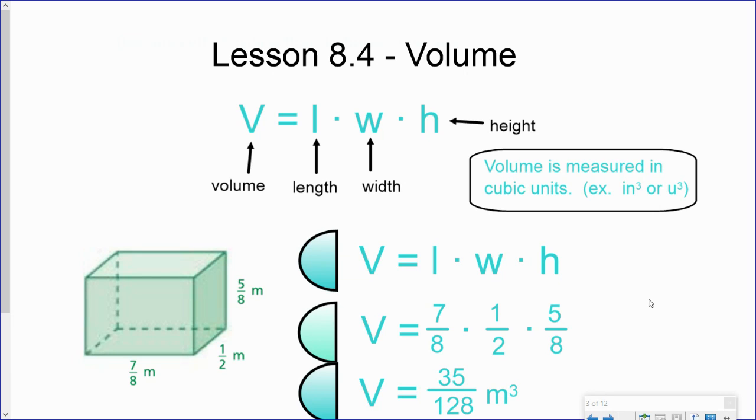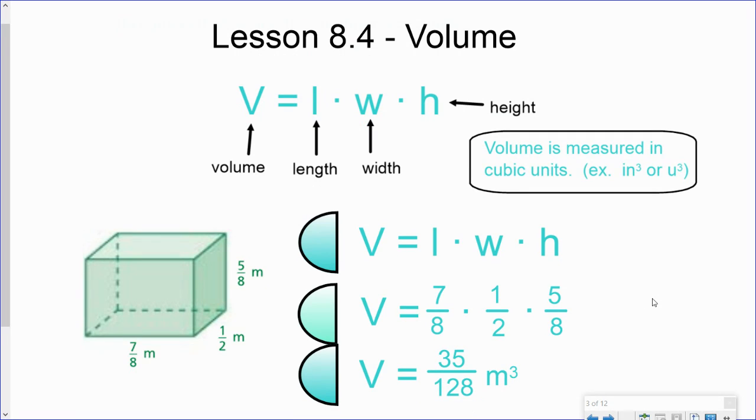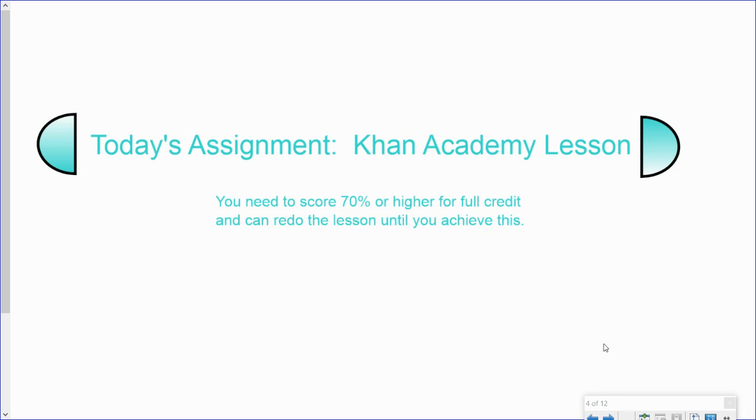So we're going to practice using this formula for volume. It's really pretty simple to do, multiplying those three dimensions together. Today, you're going to do a Khan Academy lesson for me. You will need to score 70% or higher to get full credit. Otherwise, you can redo that lesson until you achieve that score so you can earn your full credit.